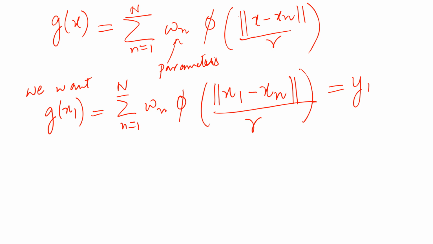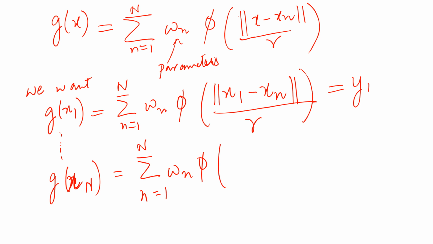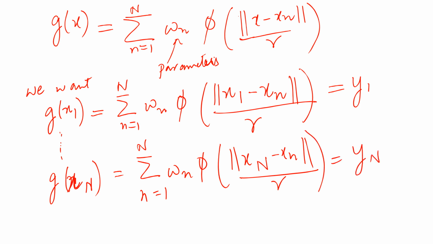Or I'll have g(x2) for point number 2 should be equal to y2, and y2 is given to me. And so I'm trying to solve for those weights. Eventually what I'm trying to do is I have these n equations for each of the data points, right? The sum for n from 1 up to N of w_n phi of (x minus x_n) over r equals y, because I already have the y values.